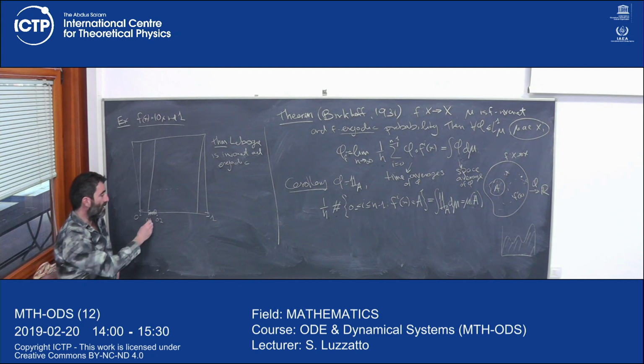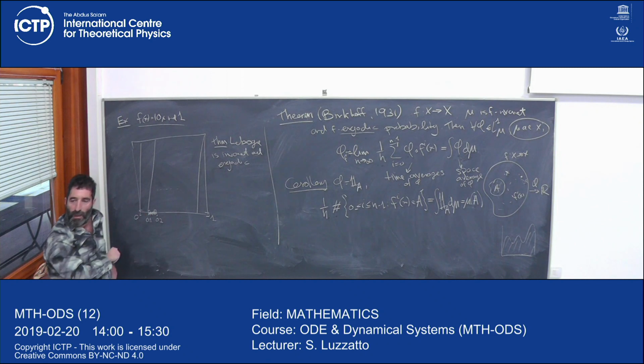Every time it visits this interval is because the digit 1 appears in the decimal expansion, remember? Right? So it means that if you look at the decimal expansion of the point, the digit 1 will occur 1/10 of the time. Asymptotically, because this is a limit, right?